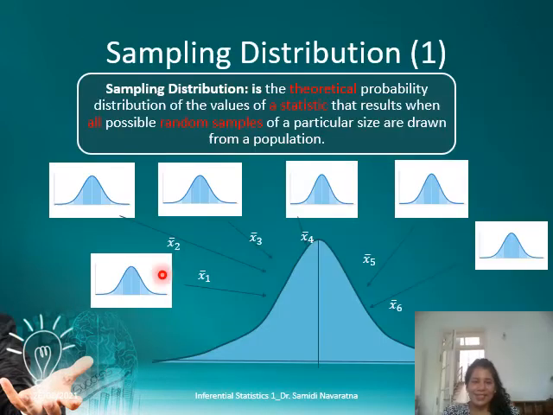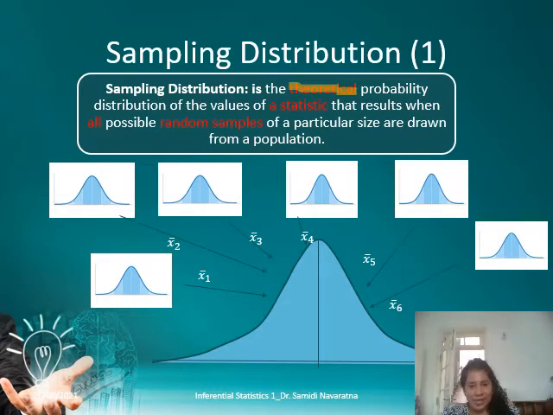So moving on to sampling distribution. What is a sampling distribution? It is the theoretical probability distribution of the values of a statistic that results when all possible random samples of a particular size are drawn from a population. I hope you can understand this word theoretical is very important. So it's not a real distribution. It's a theoretical distribution. Theoretical probability distribution. So how does it work?